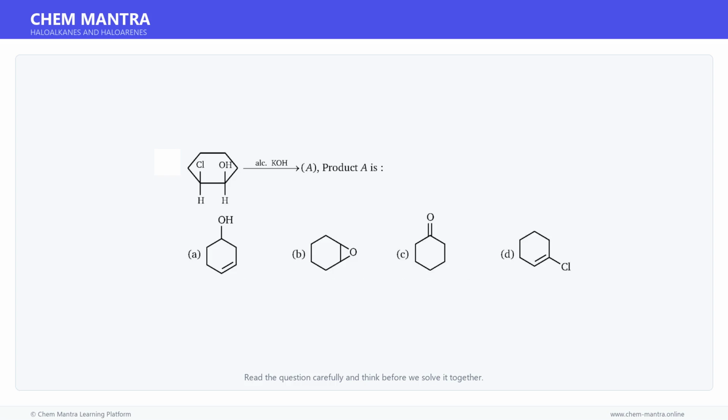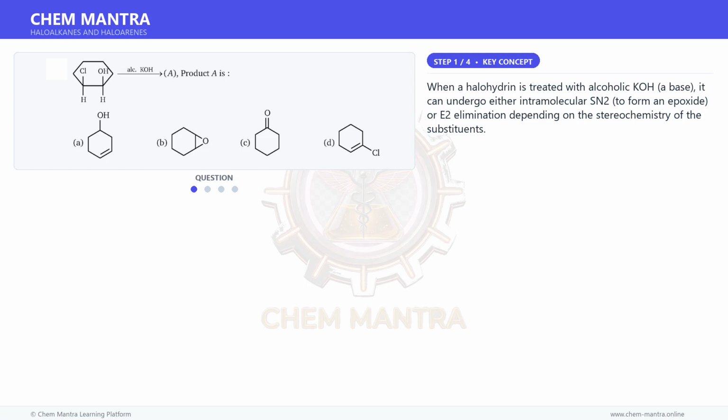Here is a question. Read it carefully and think about the answer. Let us solve it step by step. Let us first understand the key concept here. When a halohydrin is treated with alcoholic KOH, a base, it can undergo either intramolecular SN2 to form an epoxide or E2 elimination depending on the stereochemistry of the substituents.